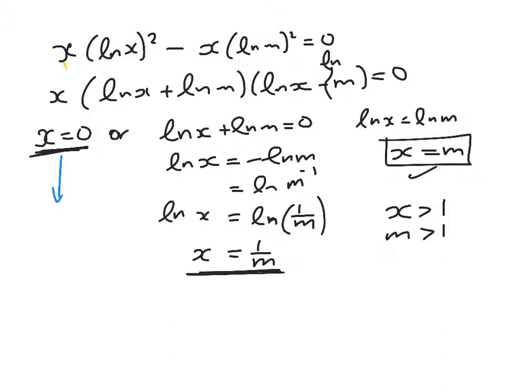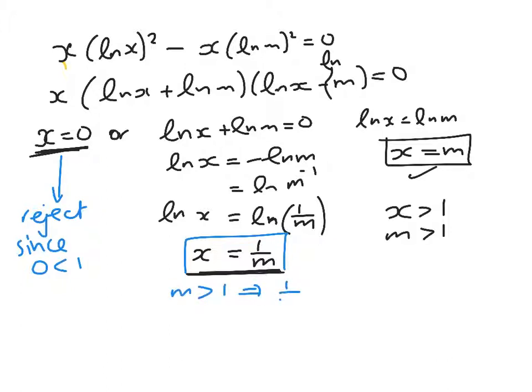This solution is not fine, so we reject since 0 is less than 1. And this one here, m is greater than 1, so 1 over m is less than 1, so we reject this because 1 over m is less than 1. So that's not a solution, that's not a solution. So we've just got one solution.